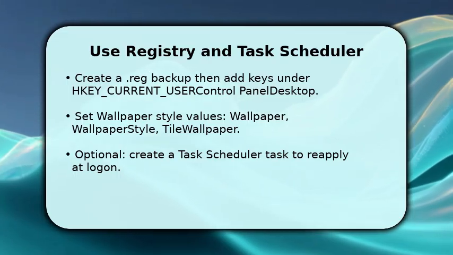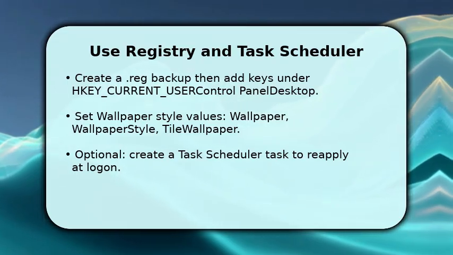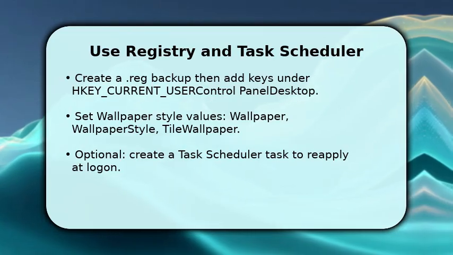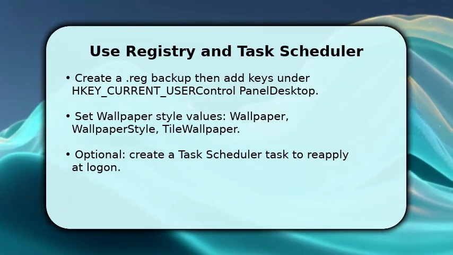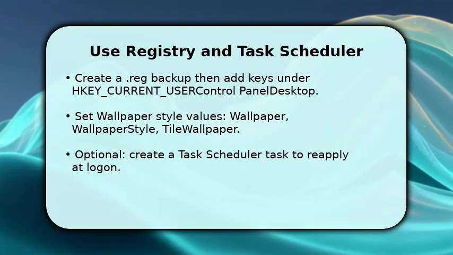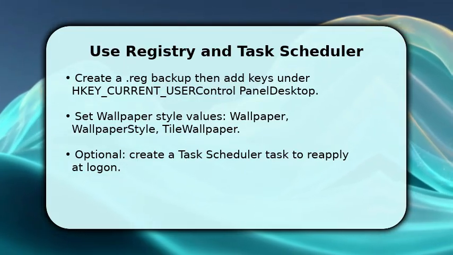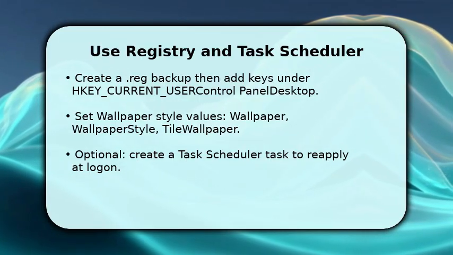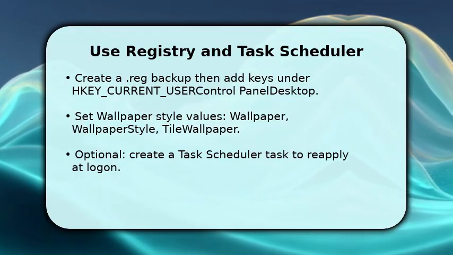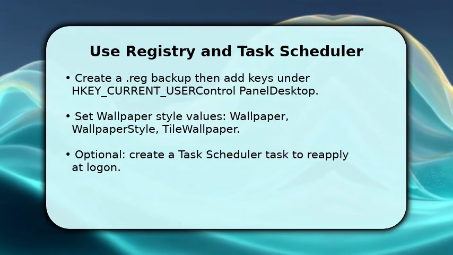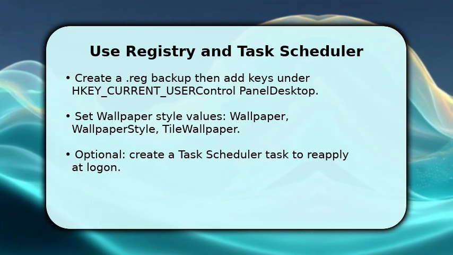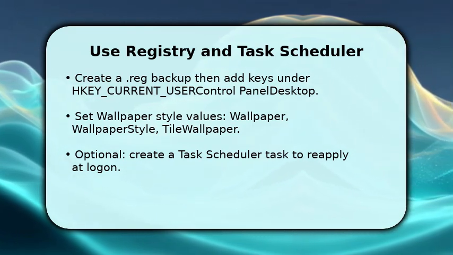First back up the registry, then open Regedit and go to HKEY_CURRENT_USER\Control Panel\Desktop. Set Wallpaper to the full path, WallpaperStyle to 10 for fill or 2 for stretch, and TileWallpaper to 0. Once done, run rundll32.exe user32.dll, UpdatePerUserSystemParameters to force a refresh.